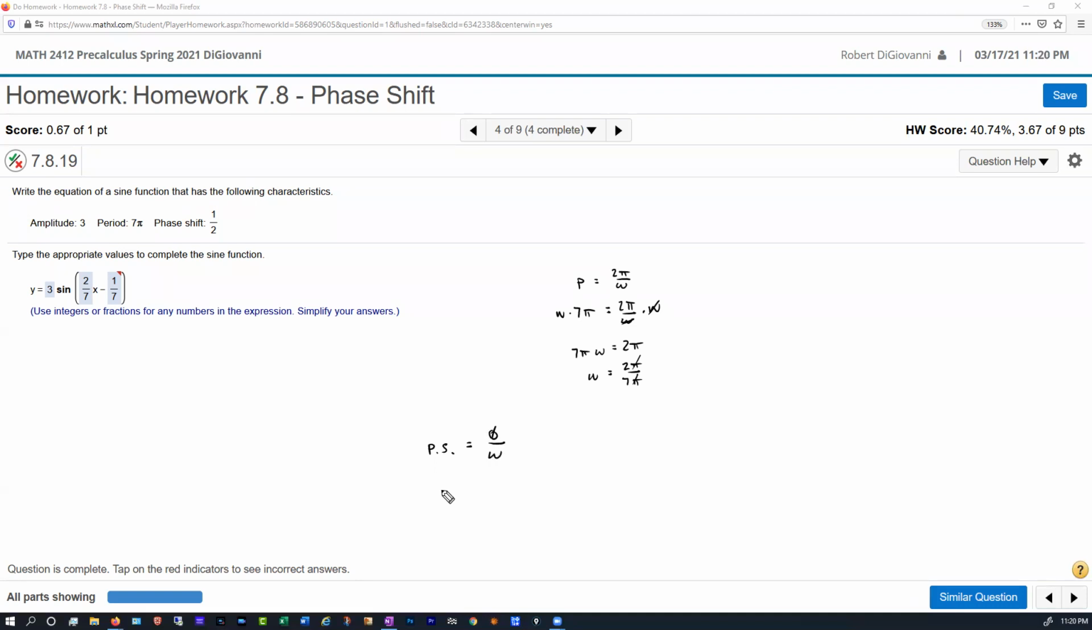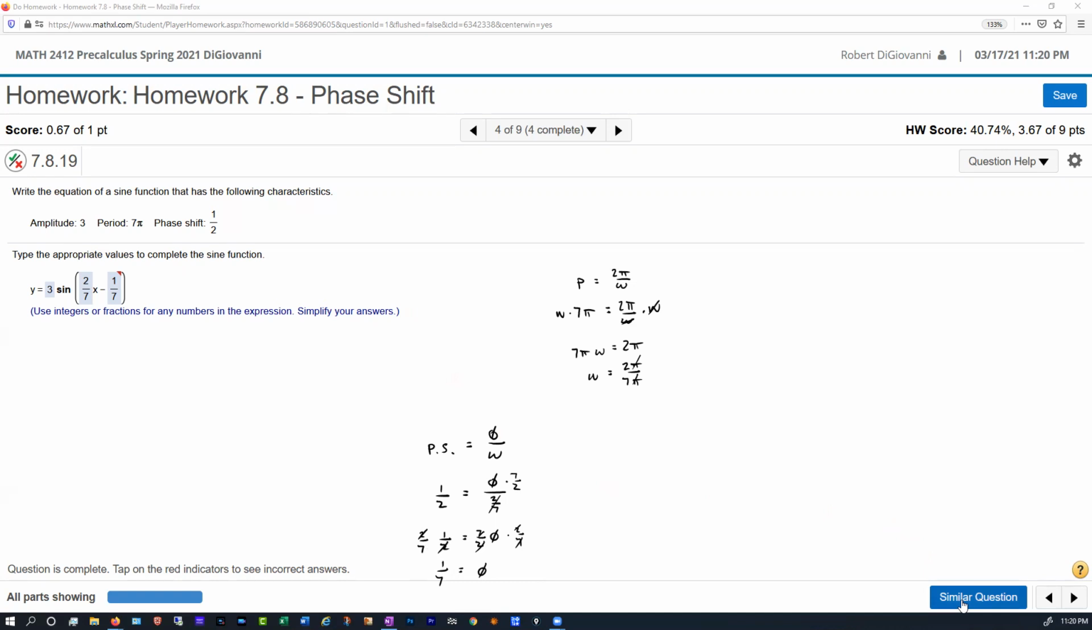Okay, so phase shift is phi over omega. They're telling us that the phase shift is a half, and we're trying to figure out what phi is. Omega, we already know, is 2 over 7. So I'm going to do the reciprocal and multiply by 7 over 2. So this is 7 over 2 phi. Now I will multiply both sides by 2 over 7 to get phi by itself. The 2's cancel, 7 cancels, so you get phi here, and 1 over 7 is all that's left. That should have been a 1/7, my fault.